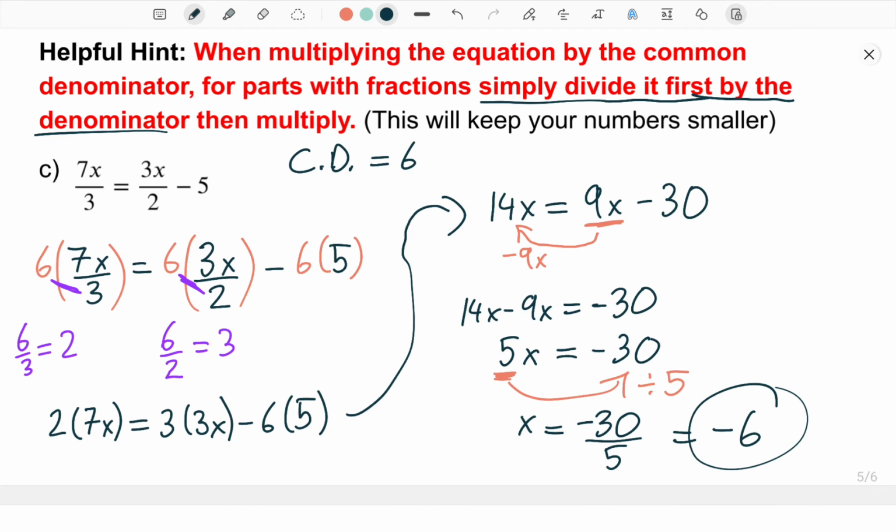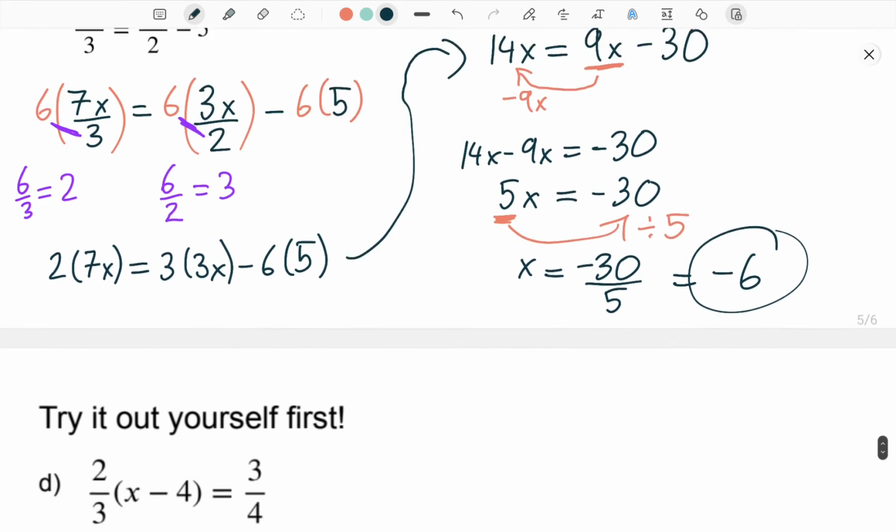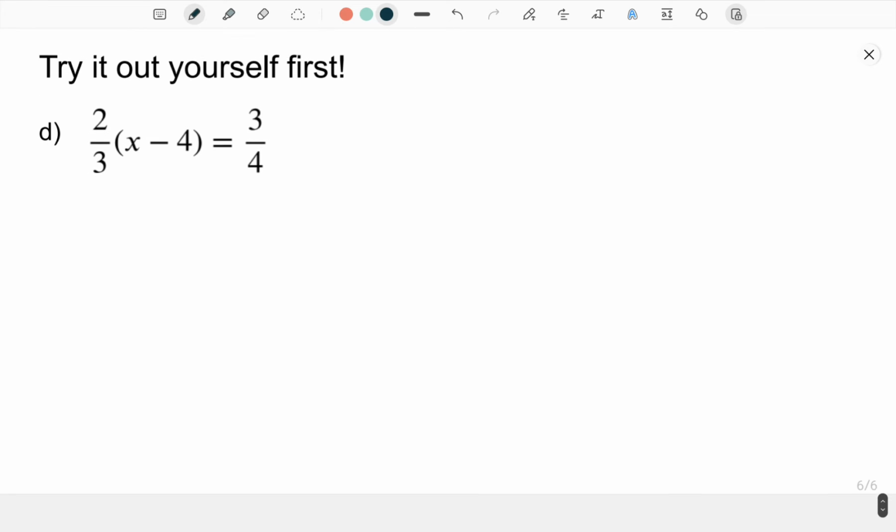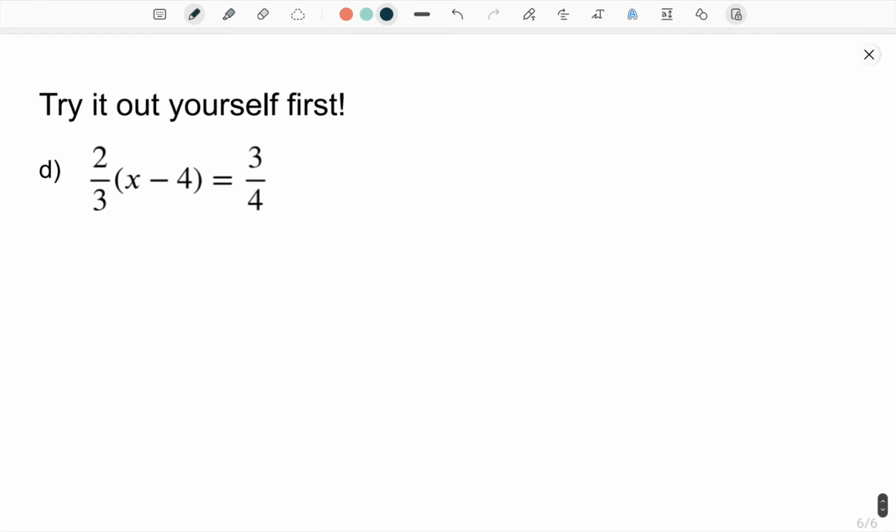And the key again is the number that you're multiplying, that common denominator, you can right away divide that before you actually multiply it by the number in the top of the numerator. All right, so before you actually watch the solution or go through it, try it out yourself first. Okay, but I'll just go through it right now.